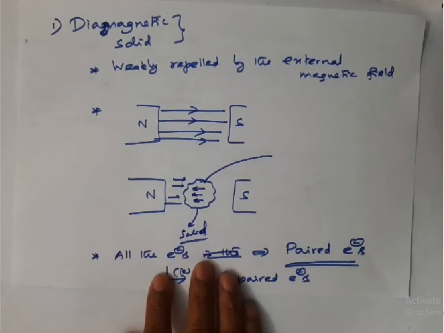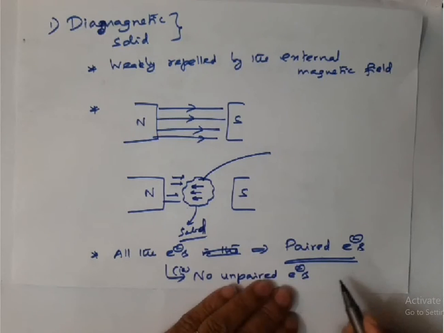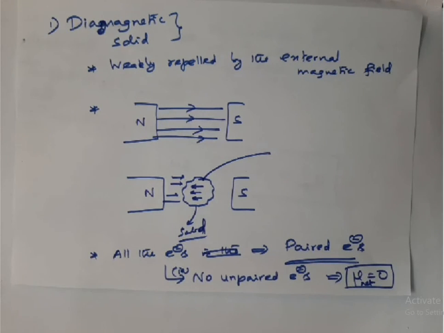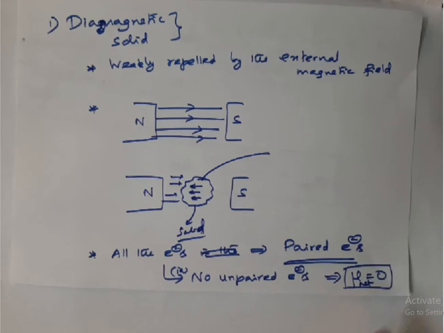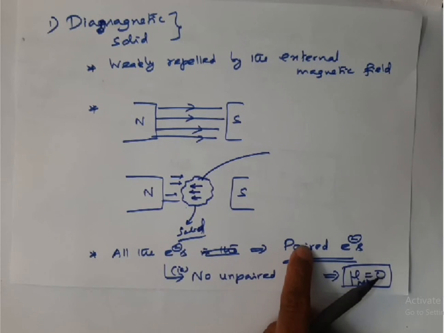In the diamagnetic material, the magnetic moment is 0. Let me write here: net magnetic moment is 0. Net means both spin and orbital combined. The net magnetic moment is actually 0 in the case of diamagnetic materials. So remember, in diamagnetic materials there is no unpaired electron. All the electrons are fully paired.